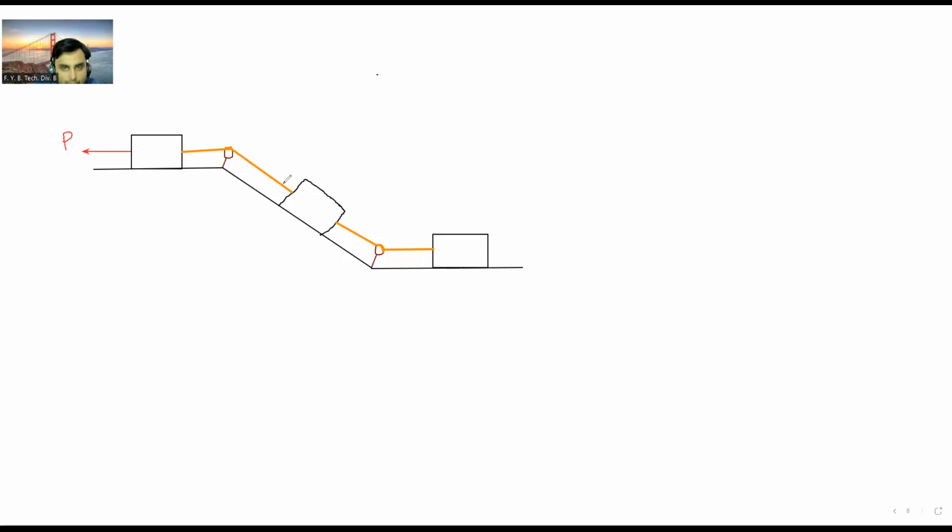Then the weight of each block is given. Through the CG of the block, the weight is acting. Weight is given in the diagram only. So the weight of this block is 250 Newton. Then the weight of this second block acts vertically downwards like this. This weight is 1000 Newton.